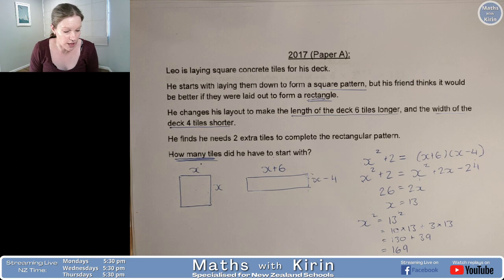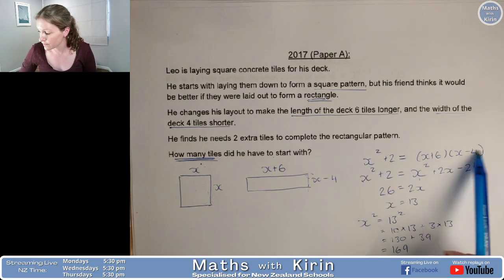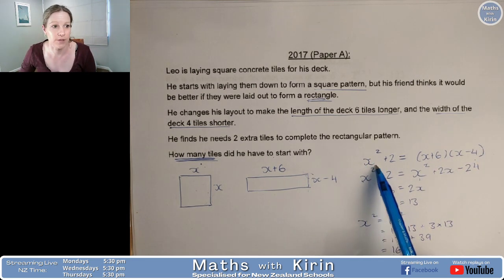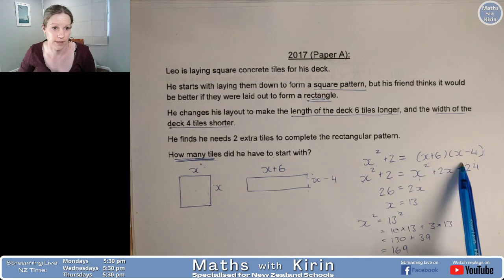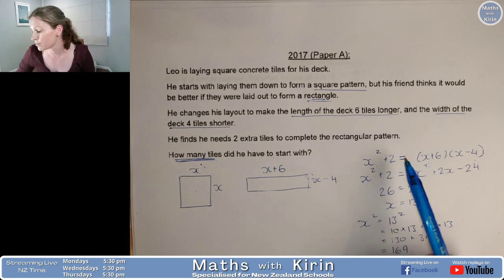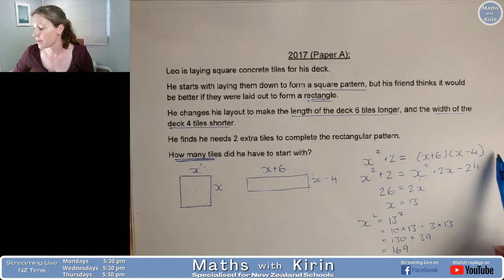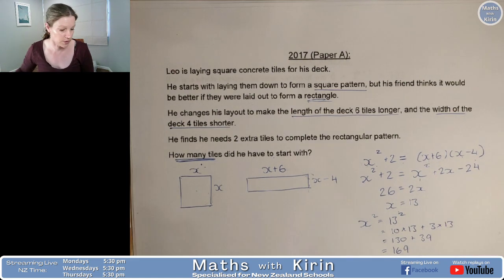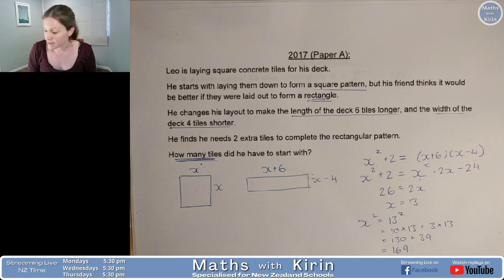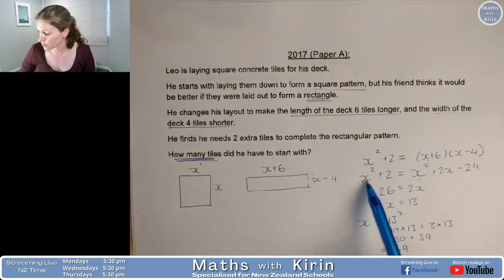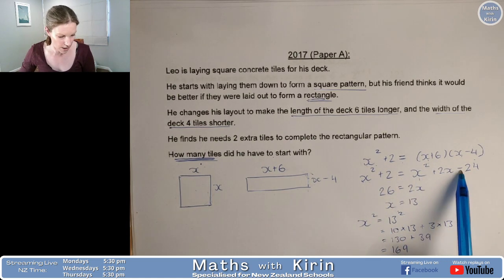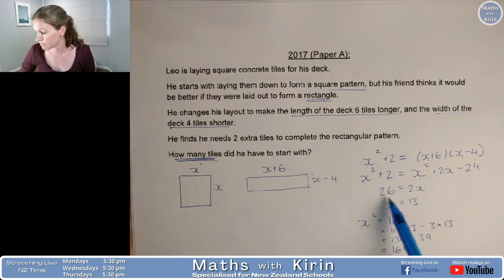So for Achieved, you can set up your equation. Remember, you can either have x squared plus 2 equals x plus 6 times x minus 4, or you might write it as x squared equals x plus 6 times x minus 4 minus 2. Okay, either of those are fine. Or you might simplify your equation to get your quadratic, and then move that down into your linear equation.